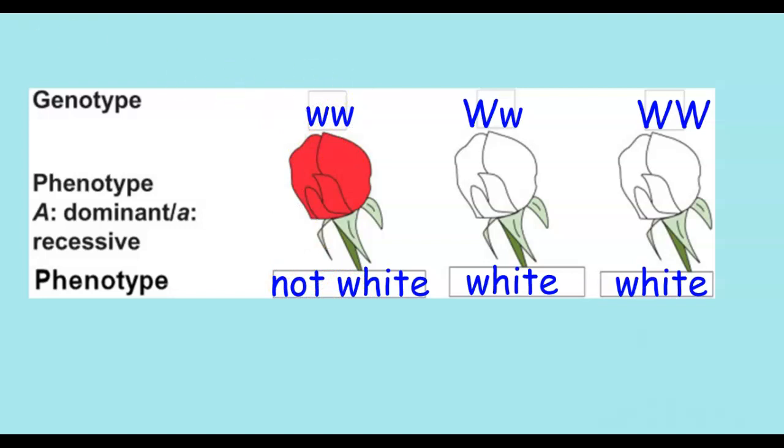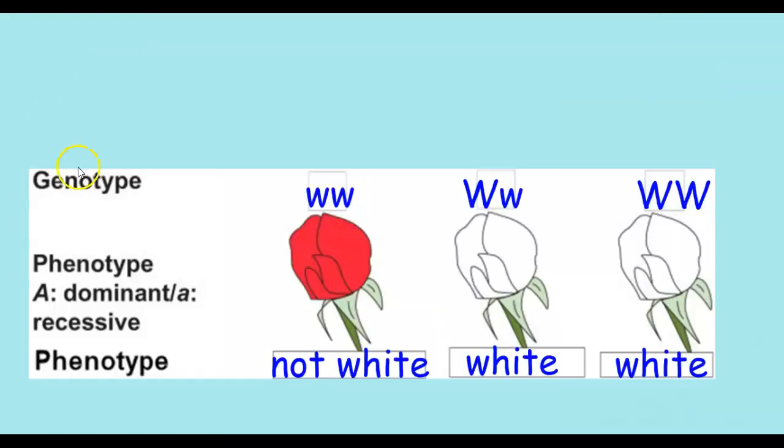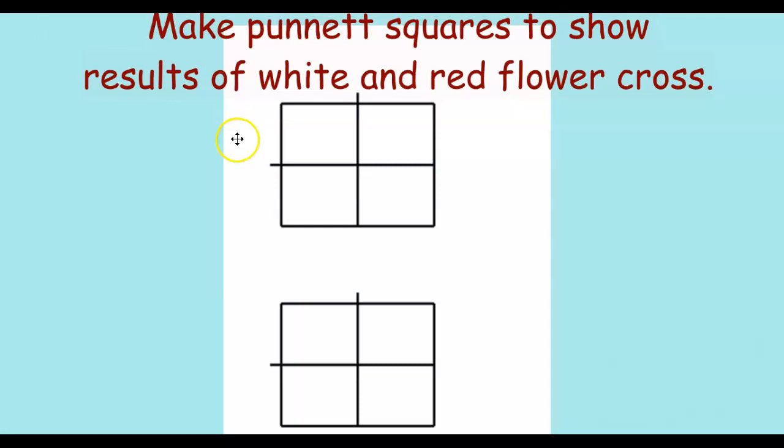Okay, let's see if we can make a cross and a Punnett square to show the result of a white and red flower cross. Well, first we need to know the parents' genes, the genotype. So let's look back. We know we've got a red, so that's 2 lowercase w's. We'll put them here.